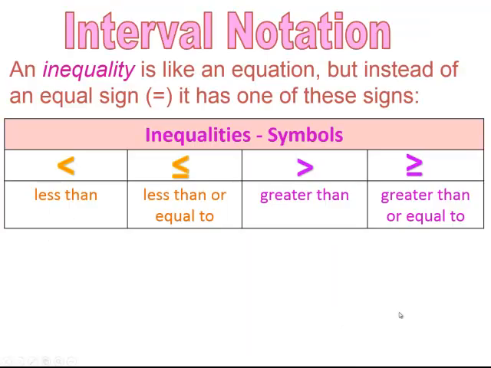Working with interval notation. An inequality is like an equation, but instead of an equal sign, it will have one of these signs. So inequality symbols, we have the less than sign and the less than or equal to. The difference between less than and less than or equal to is that with a less than, it does not include the number, and the less than or equal to, it is less than, but it also includes the number. Similar with the greater than and greater than or equal to.